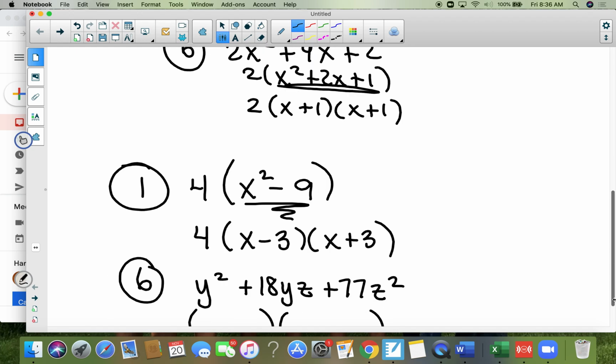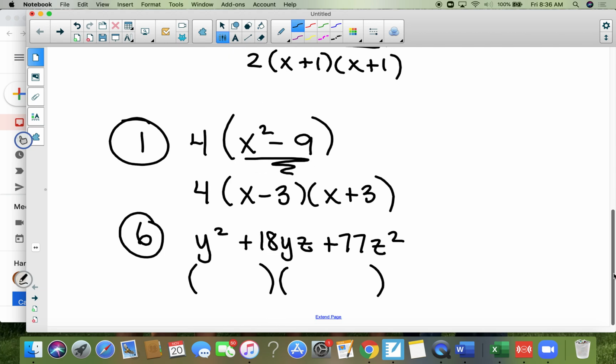Some of you already finished it by the time I get to it. Put a y here and put a y here. What are factors of 77 that would give you 18 in the middle? 7 and 11. Doesn't matter where you put them? No. Plus 7, plus 11. Don't forget your z's at the end. You are done.